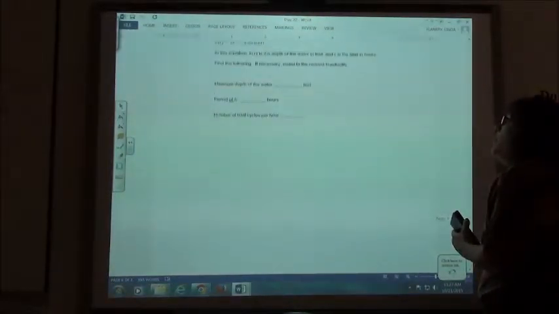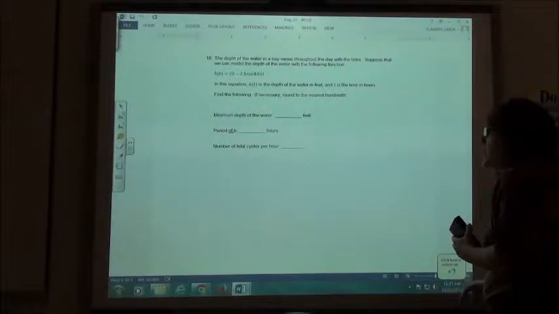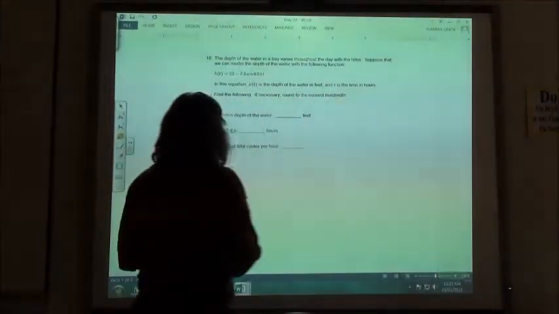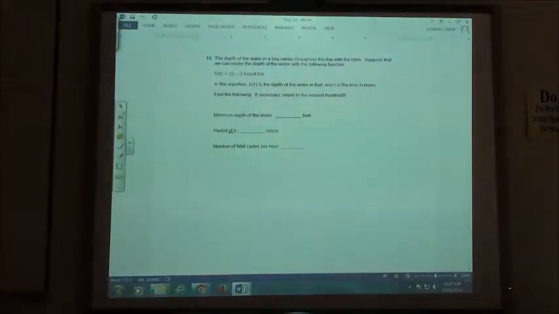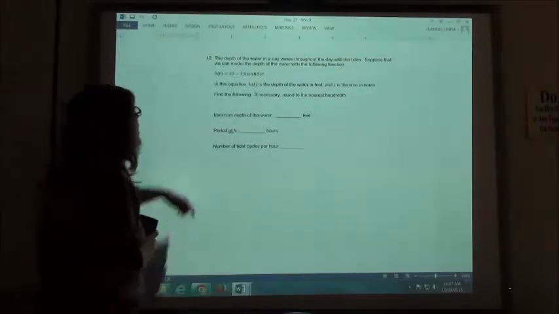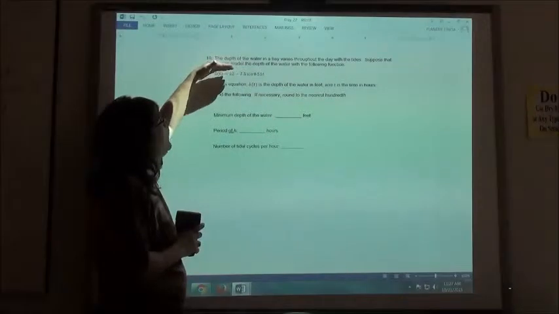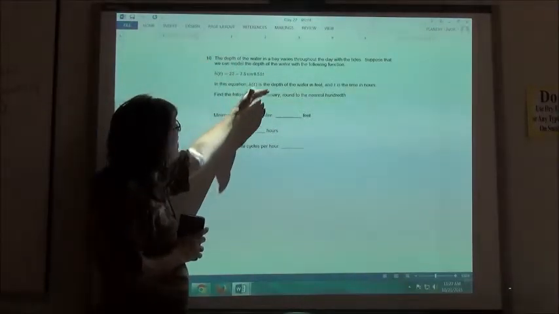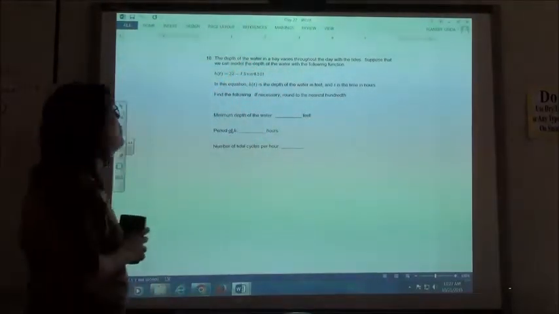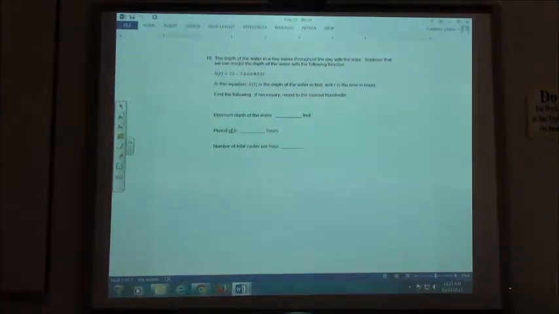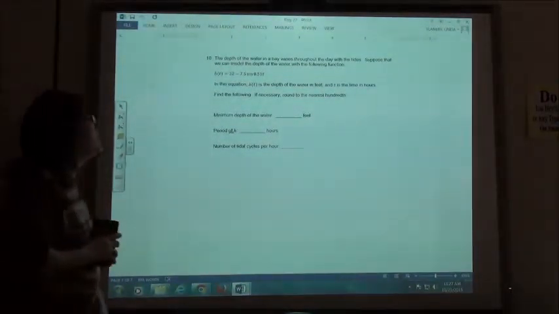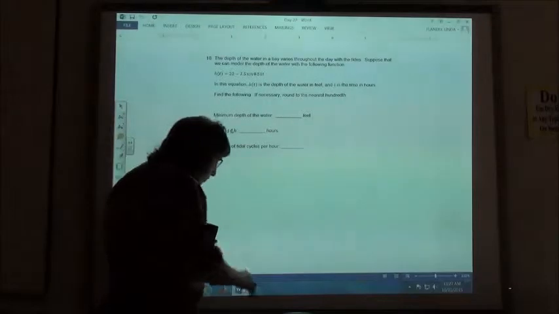Last one on this packet, number 18 here, says, The depth of the water in a bay varies throughout the day with the tide. Suppose we can model the depth of the water with the following function. Starts at 22, I'm going to do negative 7.5 times the sine of 0.51t. So first of all, they want us to find here, what is the minimum depth of the water?